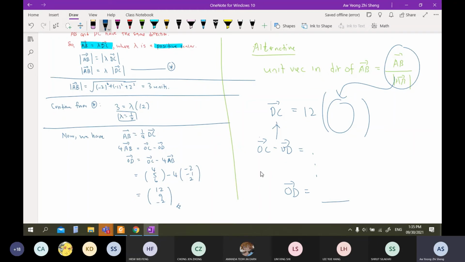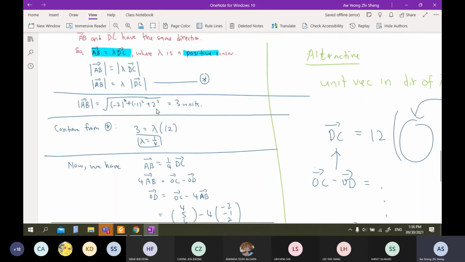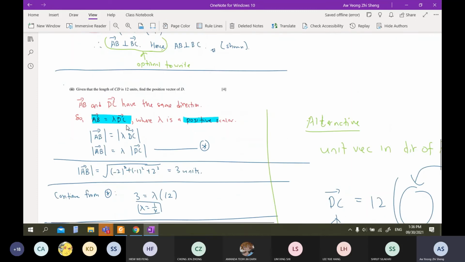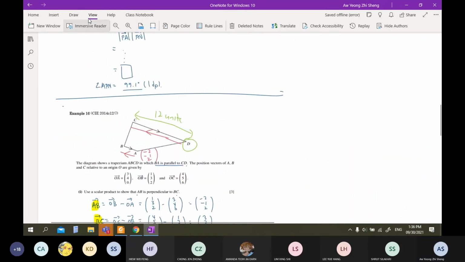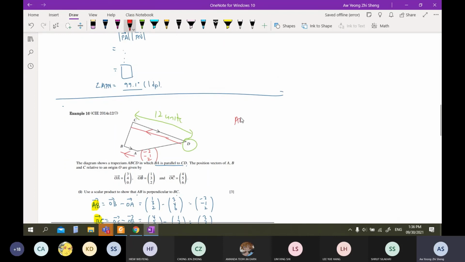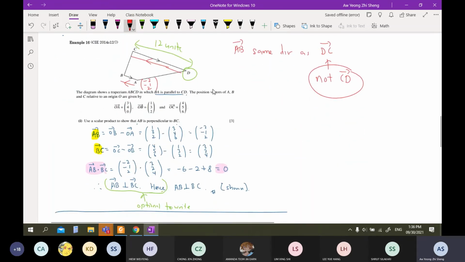One part in this question where many people will make a mistake is that they use the wrong order. It is actually AB that is the same direction as DC, and it's not CD. AB to the left, DC to the left. So it's actually AB and DC which are the same direction, not CD. So just be extra careful here.